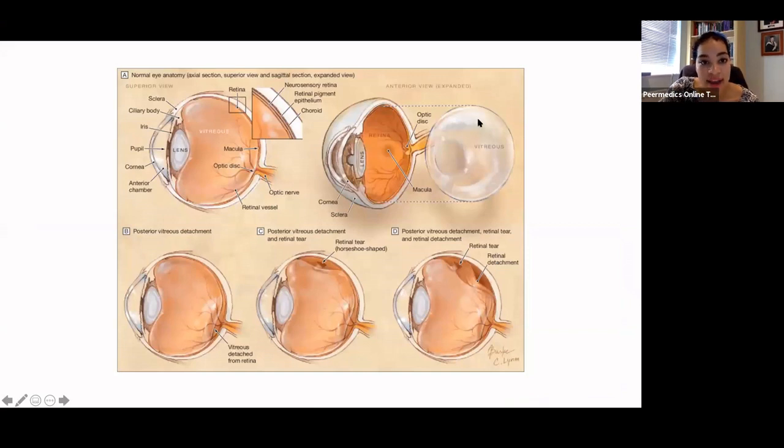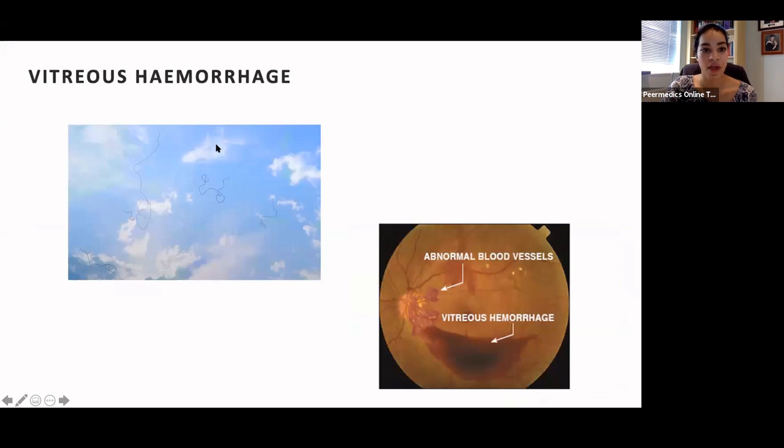Okay, so again, looking at it, there's the vitreous humor. This is the vitreous being detached from the retina, and as it detaches more and more, it's pulling the retina with it. So as you can probably guess, that has pretty bad consequences for the retina. Okay, before we come on to that though, vitreous hemorrhage.